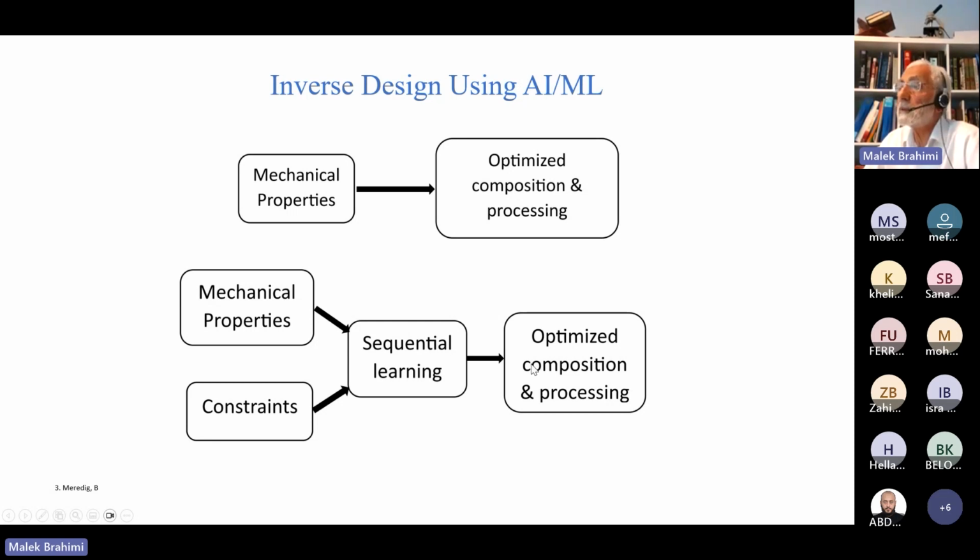Then it will propose the machine learning model. It gives you some proposition. It proposes some material composition and some processing. So probably you start with some properties.